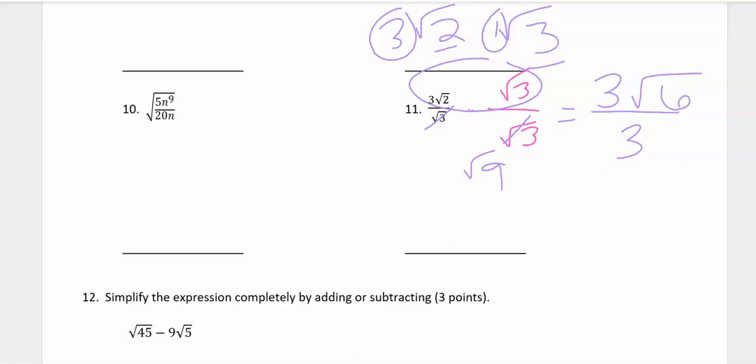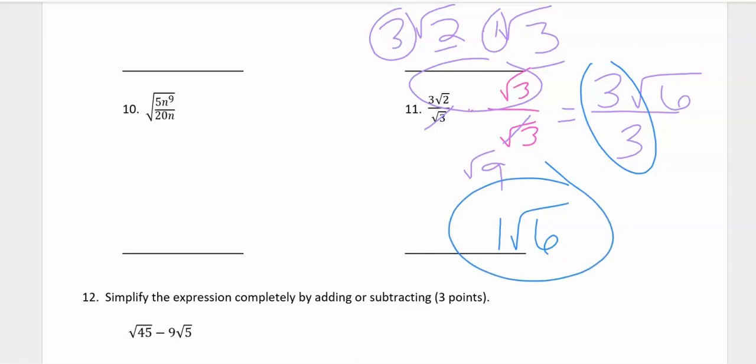The last step we gave you guys was see if you can make anything better. Like if there's a fraction out front, which there is here. 3 over 3 is just 1. I can't factor tree 6. So my answer is 1 radical 6. Or you don't even have to say the 1. You could just say radical 6.